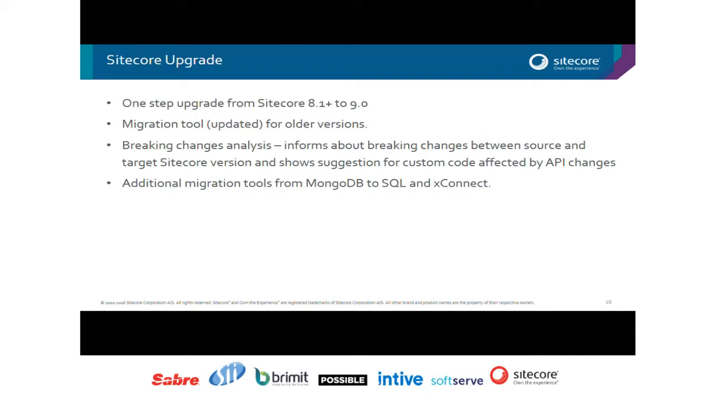So in this upgrade wizard, you will see the report with all the breaking changes, because it will check your source code. It will check if you use some old APIs which are deprecated, and it will inform you that this is changed, this is deprecated, this is removed. There is also an additional migration tool from MongoDB to SQL Server using xConnect.